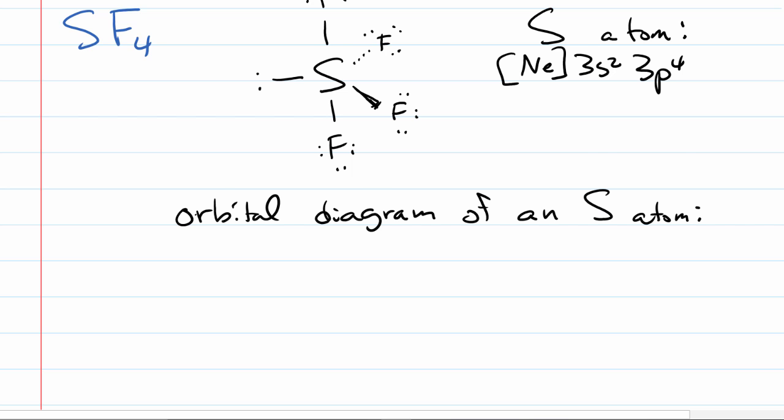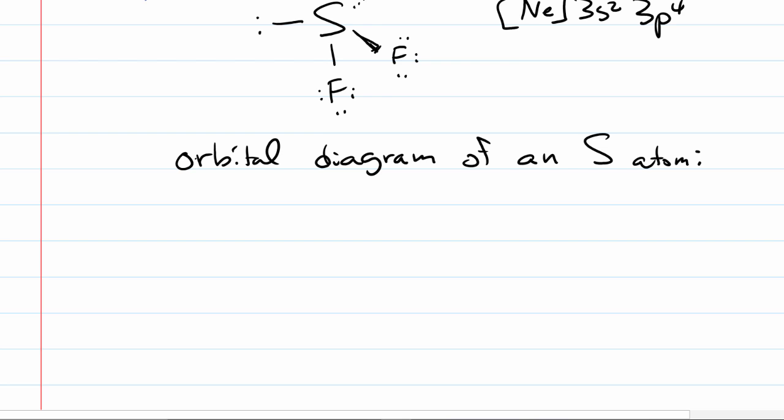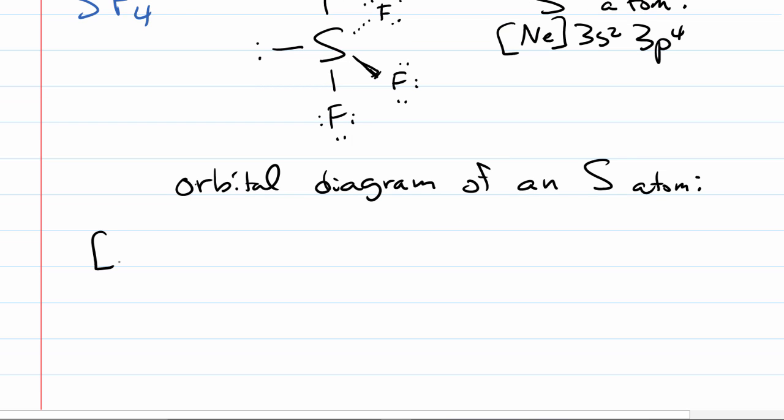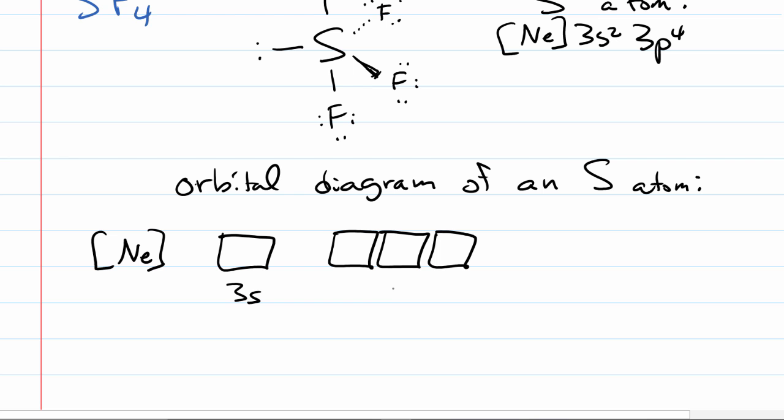If we look at an orbital diagram of a sulfur atom, we'll start with the neon core. And then we'll show the 3s and the 3p subshells. We place electrons like we did before into the orbitals. And we show the 2 orbitals here which remain half filled.